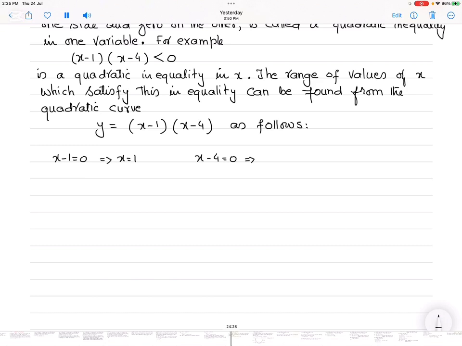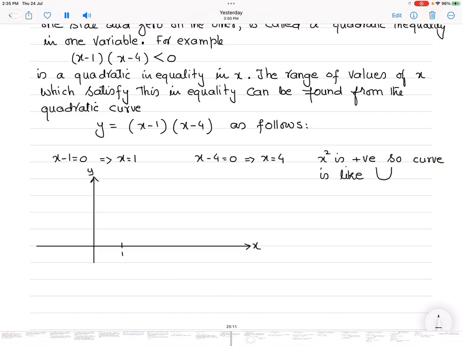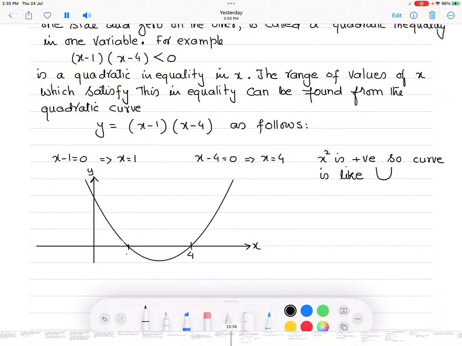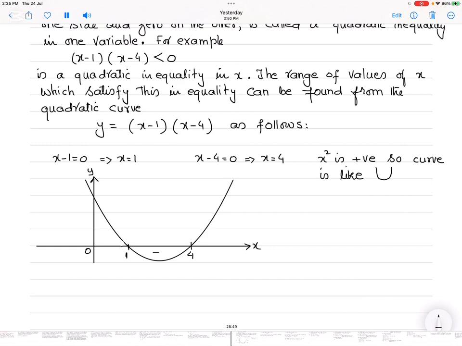x minus 1 equals 0, from here you get x is equal to 1, and x minus 4 equals 0, from here you get x is equal to 4. So if you multiply both x, you get x square, which is positive. So the curve looks like this. Take a look at the diagram. Below the x-axis, y is negative, and above the x-axis, y is positive. So y is greater than 0 above the x-axis and y is less than 0 below the x-axis.